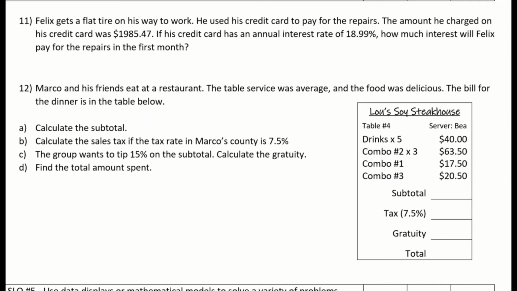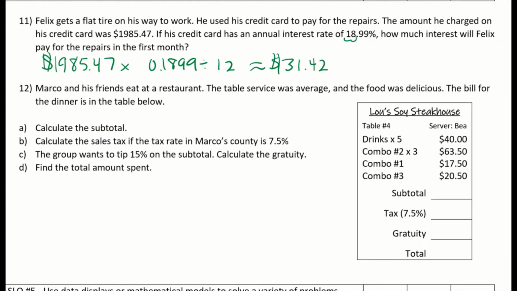Number 11, we're looking at credit card interest. So we have the annual interest of 18.99, so we have to divide that by 12 to get the monthly. So we're going to take the original amount owed times 0.1899 because we have to move the decimal twice, and then divide that by 12 because we're only looking at the first month. When we're dealing with money, always round to the nearest cent.